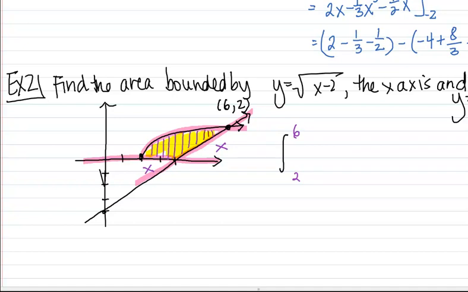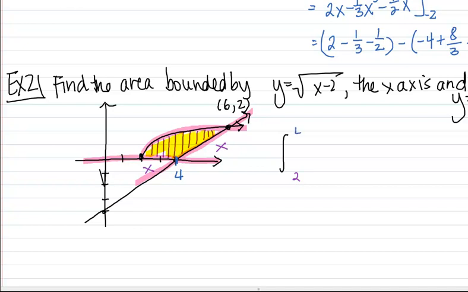We cannot simply find a straight integral to go from 2 to 6. Can you guys see why? Because the top function, yes indeed, is always the square root of x minus 2, but the bottom function changes. Part of the time it's the horizontal line, y equals 0, and part of the time it's this line y equals x minus 4. So we won't be able to write this out as one integral. We will have to break it up at 4.